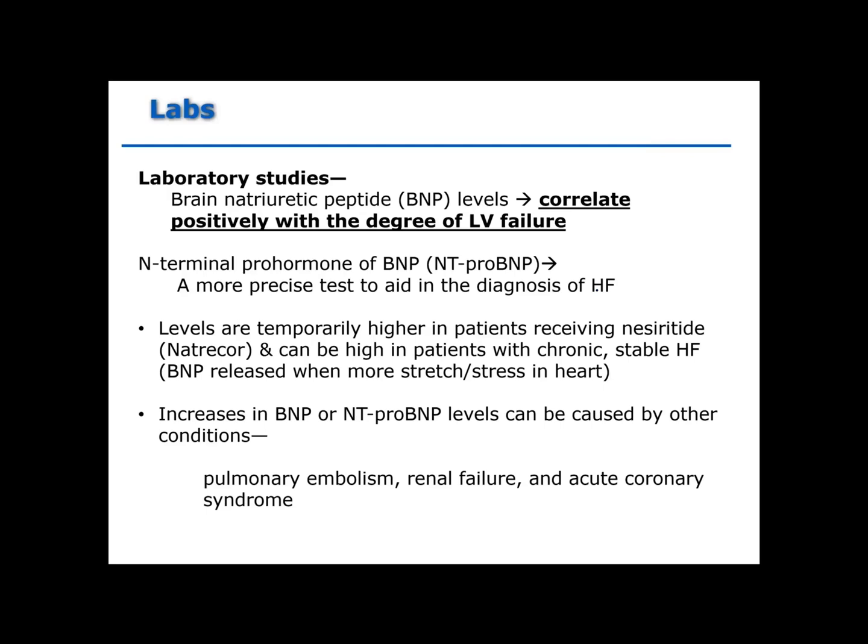The BNP levels correlate positively with the degree of left ventricular heart failure. So that's going to be your big test for heart failure. The N-terminal pro-BNP is a more precise test to aid in the diagnosis of heart failure. Levels are temporarily higher in patients receiving Natrecor, but can be high in patients with chronic stable heart failure, right? Because, like I said, BNP is released when there's more stretch and stress in the heart, remember? Because that's its counter-regulatory measure against your body increasing the heart rate and the cardiac output.